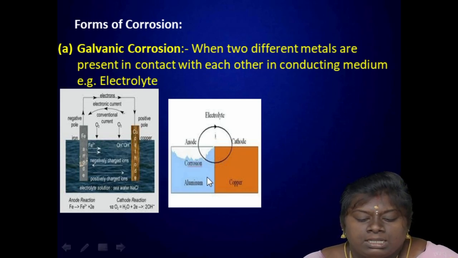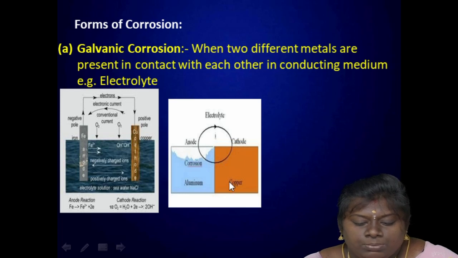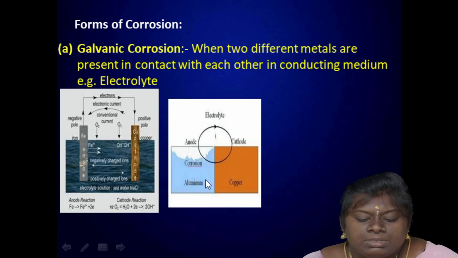Here is the example. Here we are taking aluminium and copper. Aluminium is the anode. The aluminium metal gets dissolved and the electrons go to the copper surface, and the aluminium metal gets corroded on the anodic part.